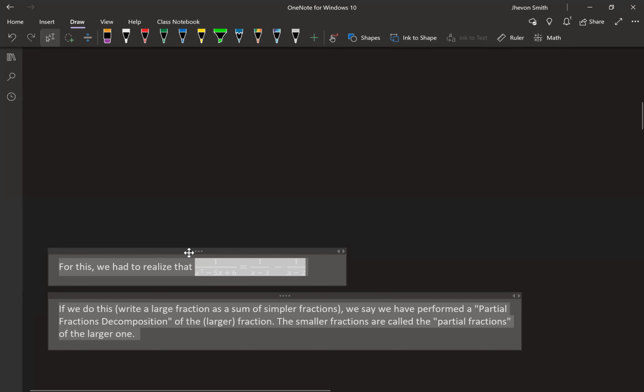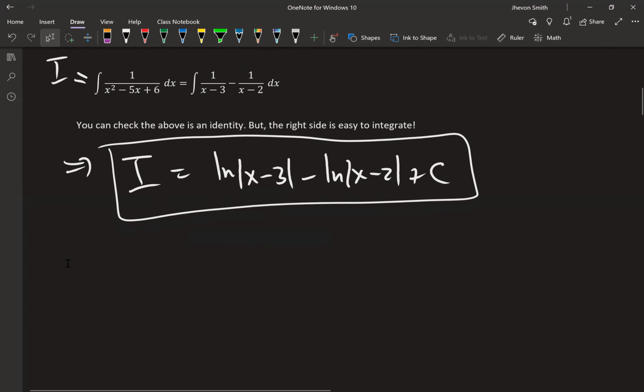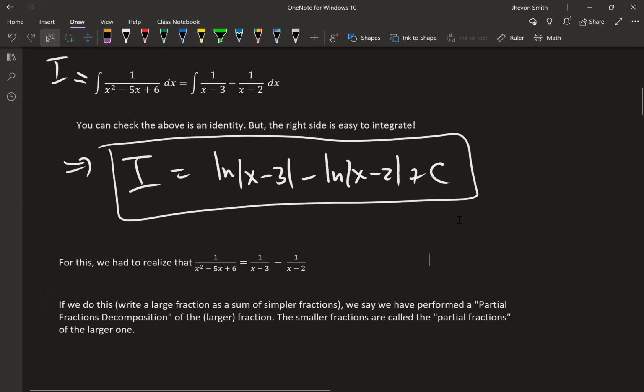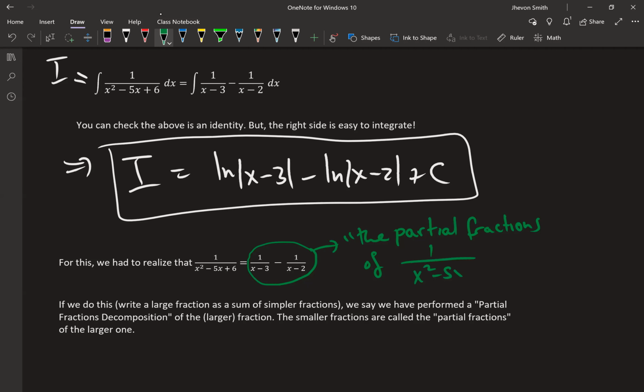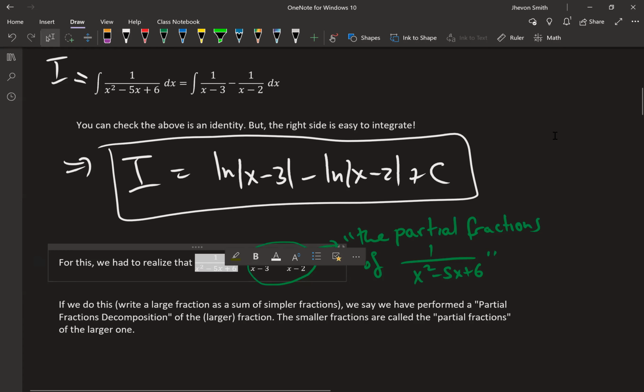So here, let's move these guys up a little bit. These two here are the partial fractions of one over x squared minus 5x plus 6, right? And by the way, Wolfram Alpha knows how to find partial fractions. If you were to type out in English, find the partial fractions of, and then you type this guy, Wolfram Alpha will return that as the answer. So it knows how to do it.